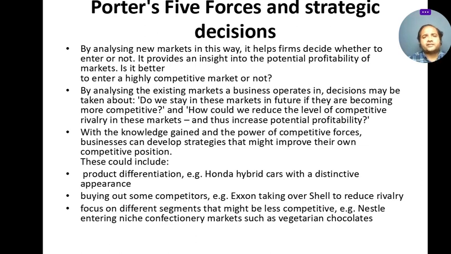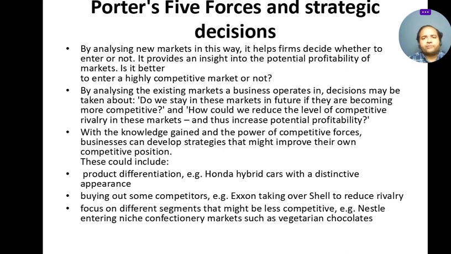By analyzing a new market in this way, it helps firms decide whether to enter or not. It provides an insight into the potential profitability of the market. Is it better to enter a highly competitive market or not? By analyzing the existing market a business operates in, decisions may be taken about whether we stay in this market in future if it is becoming more competitive, and how we would reduce the level of competitiveness in this market and thus increase potential profitability.